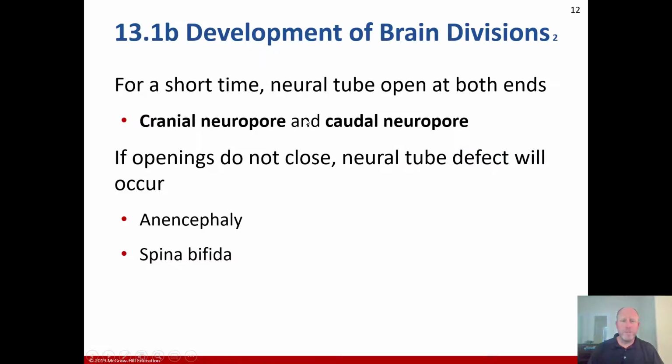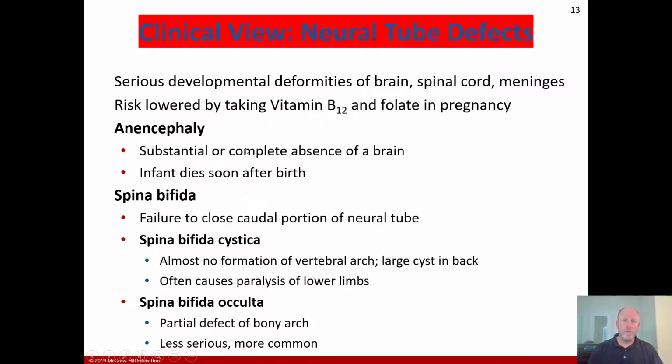As far as development of brain divisions, for a short time, the neural tube opens at both ends, the cranial neural pore and the caudal neural pore. If openings do not close, a neural tube defect will occur with anencephaly and spina bifida, which are areas that we're going to cover very briefly here. Again, more content for a later time, but it's good to know generally for the short term here.